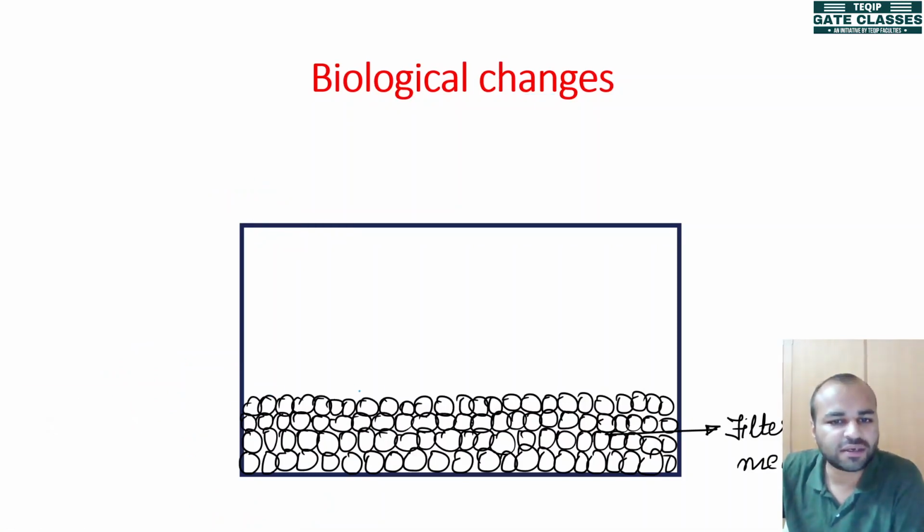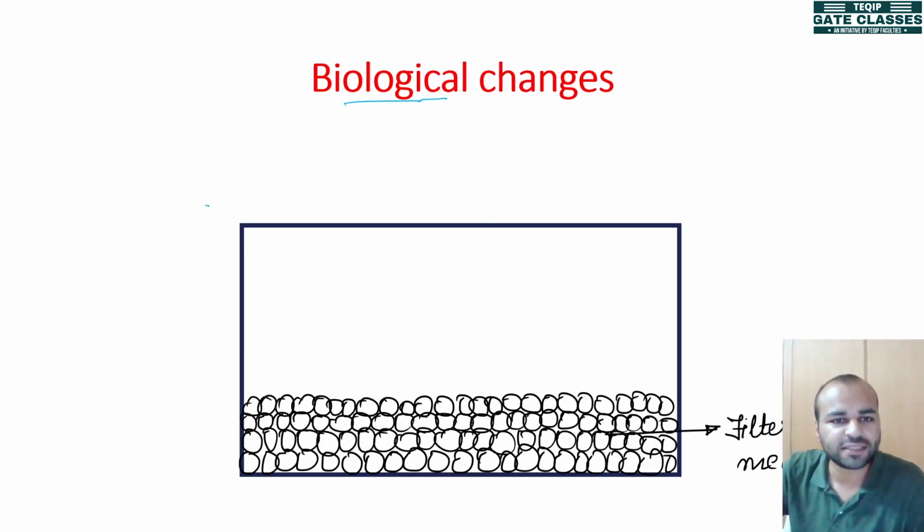This is our filter medium. We are trying to understand what biological changes are possible. So what do we understand by, first of all, this term? That any type of process which includes living organisms or the organic matter which is processing there.